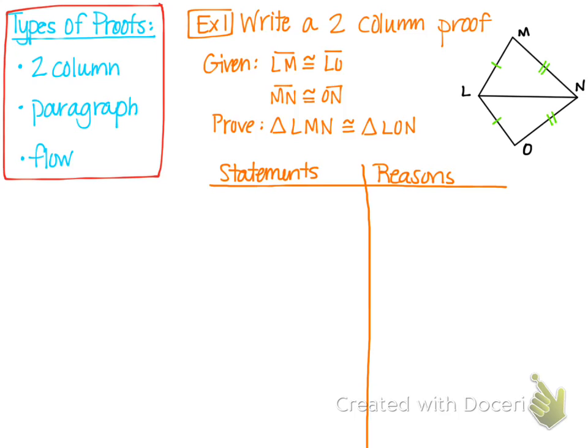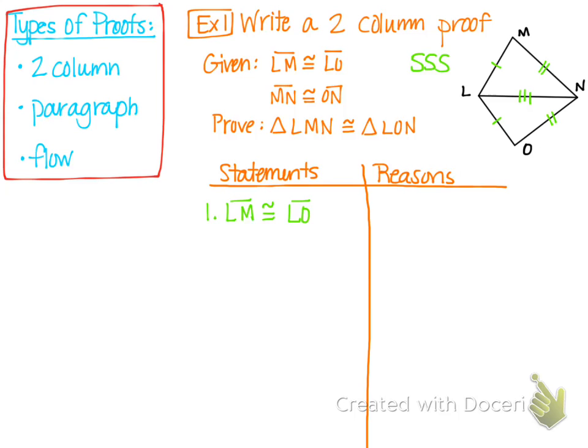Now, if we think back to what we did yesterday, we could say that these 2 triangles are congruent by side, side, side. Because, look, they share this third side, and that means that it's congruent to itself. So, we just kind of talked through this proof. So you always start with your statement as your given. So your first statement is we're going to say that LM is congruent to LO.